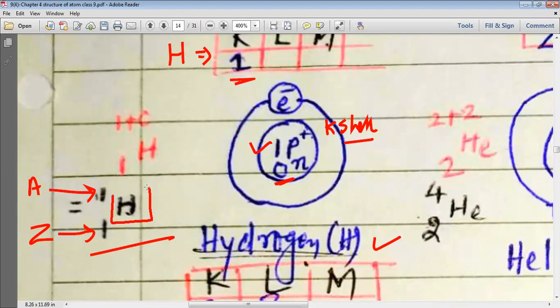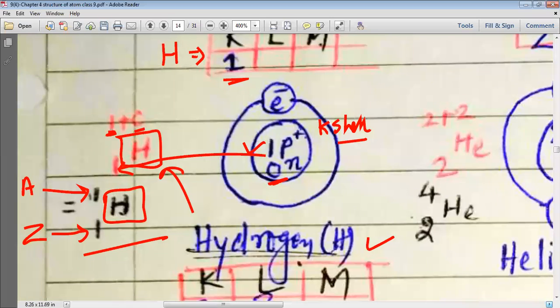And here we write the symbol of the element. My dear students, you can see that I have written the symbol of the element hydrogen, which is H. The number of protons is 1, so Z is equal to 1, and the number of protons plus the number of neutrons is 1 plus 0, which is also 1. That is why I have represented hydrogen as 1H1, and its electronic configuration is 1. Now let's go and understand the second element.